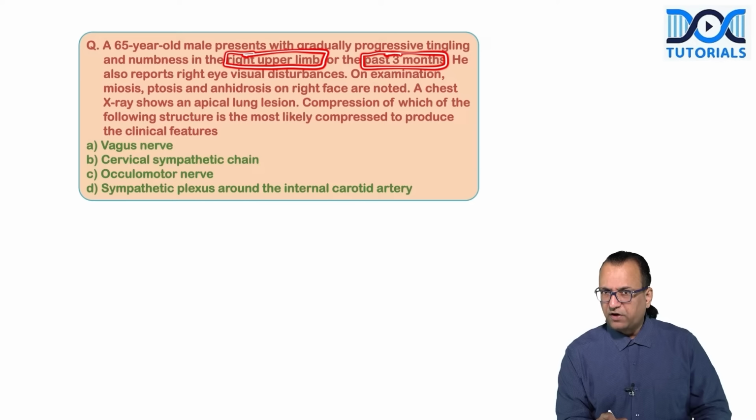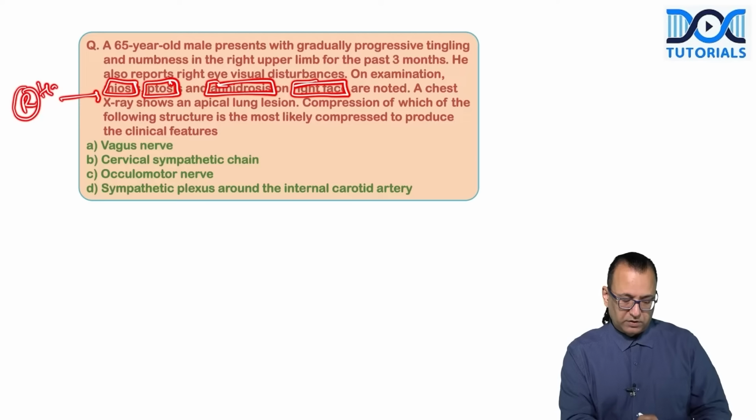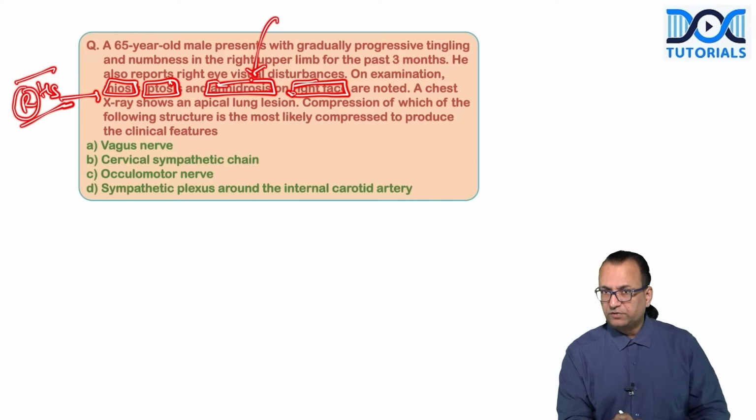He is also having the triad of Horner syndrome. As you see, in the right eye there are some visual disturbances: miosis, ptosis, and anhidrosis on the right side of the face. That means right-sided Horner syndrome, the triad of Horner syndrome. Some patients may or may not have anhidrosis. They will have ptosis and miosis, but this may be missing, though here it is present.